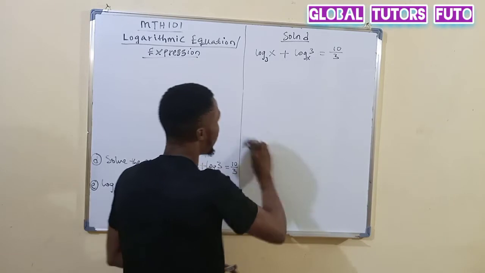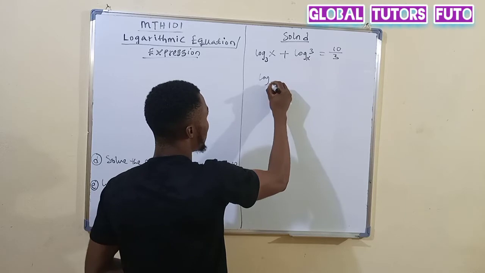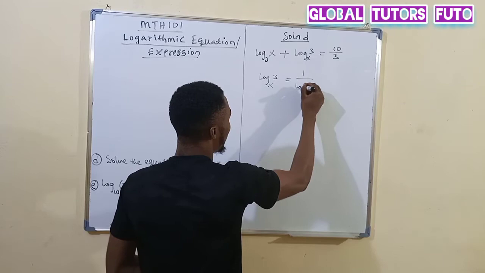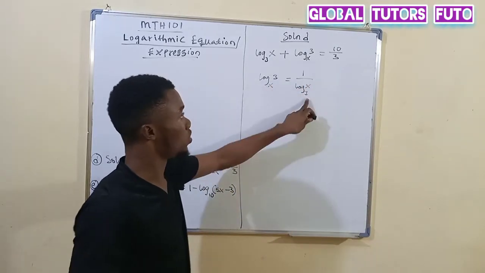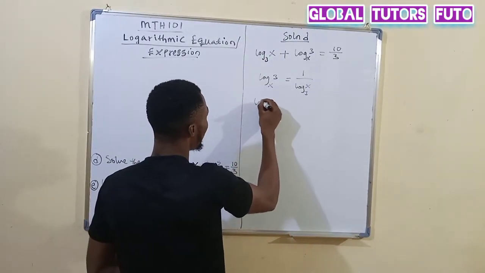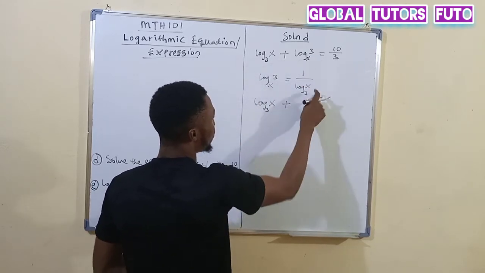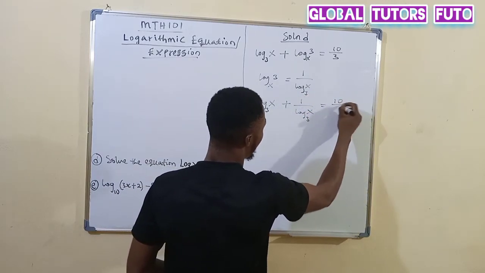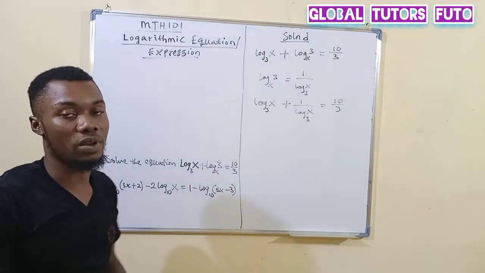So we are going to convert this one to this one. So log base x of 3 will now be equal to 1 over log, so 3 will now be our base, and here will be x, such that this is equal to this. So our equation has changed to log base 3 of x plus, so this one has changed to this, 1 over log base 3 of x, equal to 10 over 3. So at this point you find out that this and this look alike. So how do we simplify further?